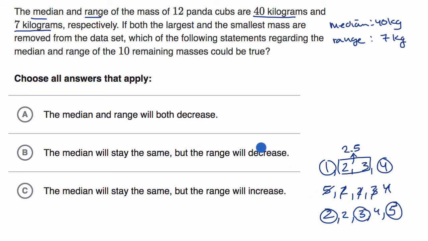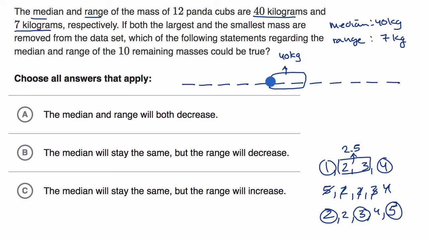So to understand which of these could be true, let's think about these 12 masses. Let's come up with some numbers that meet these constraints, and then think about what happens when you remove the high and the low, the largest and the smallest mass. So we have 12: 1, 2, 3, 4, 5, 6, 7, 8, 9, 10, 11, 12. And since it's an even number of numbers, the median is going to be halfway between the middle two. So the middle two are right over here. Halfway in between them needs to be 40 kilograms.